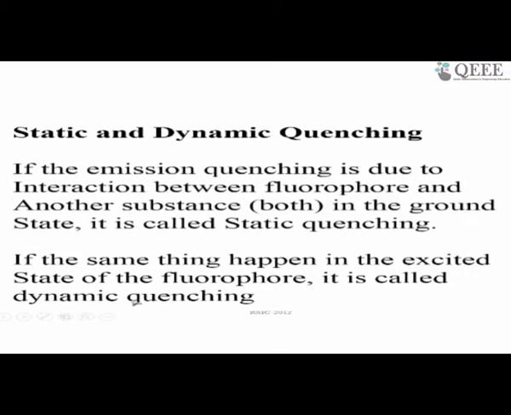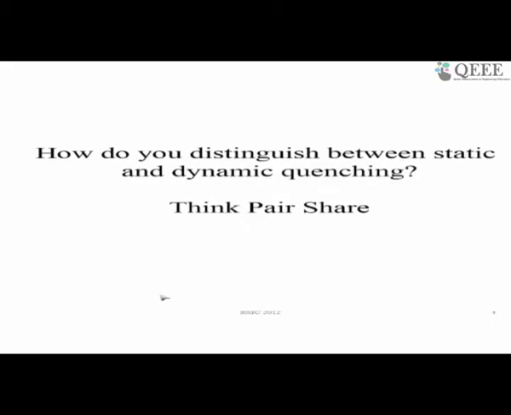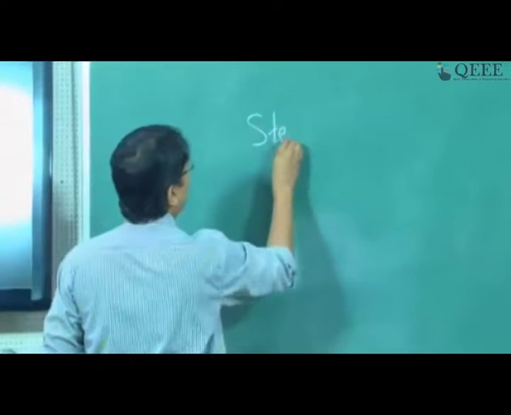And why is it dynamic? Because in most of these dynamic quenching cases, the quencher has to diffuse to the fluorophore. So there is a process of diffusion, that means movement. That is why it is called dynamic in nature. So this question was posed yesterday: how do you distinguish between static and dynamic quenching? One colleague at least told that there is something called a Stern-Volmer analysis through which you can analyze this static or dynamic quenching. So we will just quickly go to the board now and then talk about that analysis.